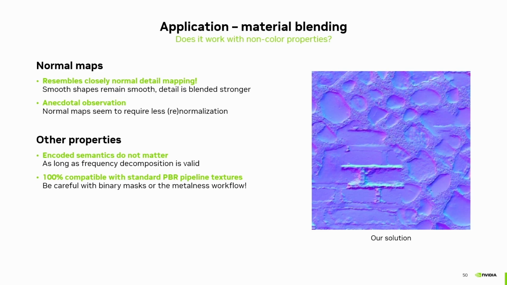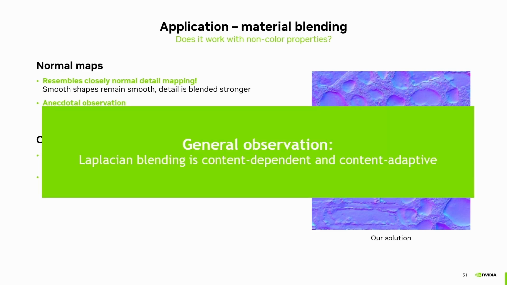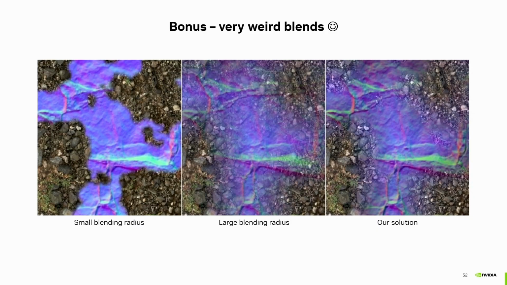But one interesting observation is that it looked kind of different on a normal map as compared to a diffuse texture. The general observation is that Laplacian blending is content dependent and content adaptive. It will depend on the frequency content of your textures. Normal maps tend to have higher frequencies than diffuse textures, and the result will look slightly different.